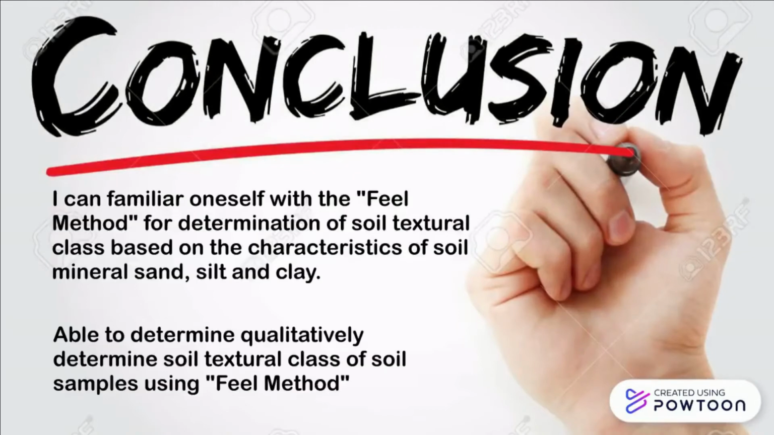The conclusion for experiment 2 is that I can familiarize myself with the field method for determination of soil texture class based on the characteristics of soil minerals: sand, silt, and clay, and I am able to qualitatively determine the soil texture class of a soil sample using the field method.